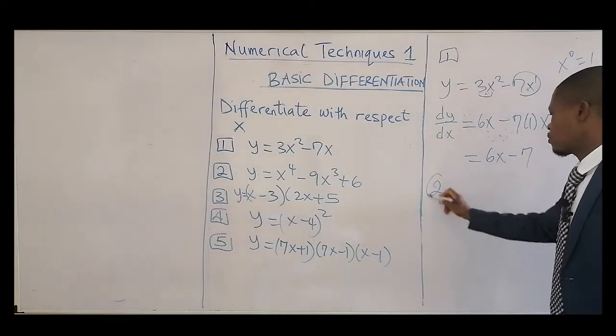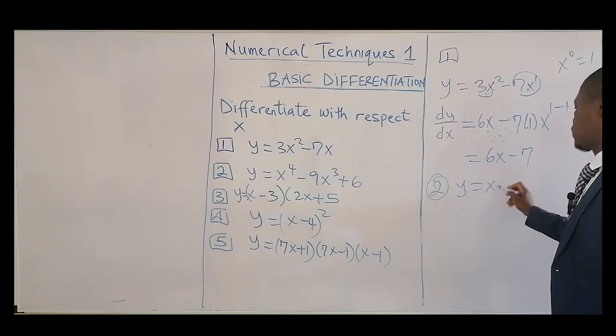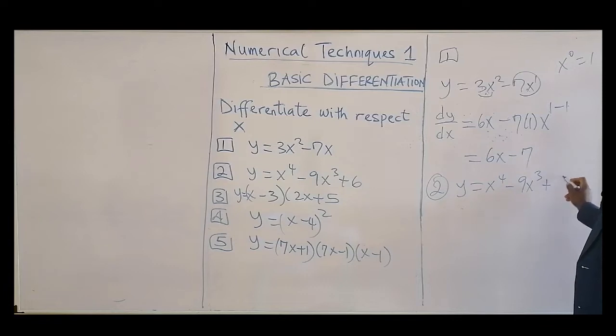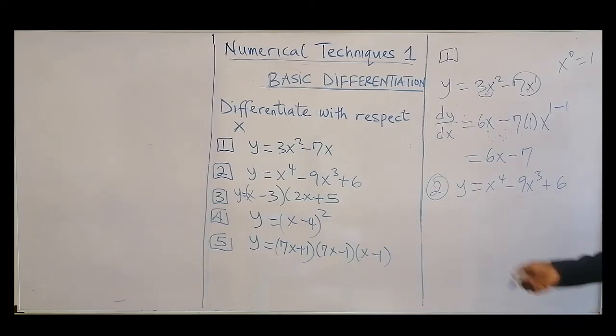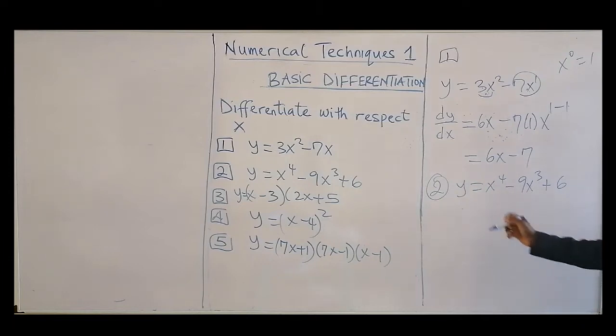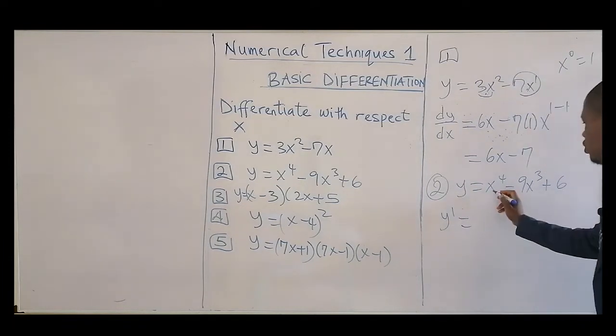Number 2, y equal to x^4 minus 9x^3 plus 6. So when you have either a difference or sum of functions and you want to differentiate, it's going to be the derivative of each of those functions. So the dy/dx will be equal to this one.